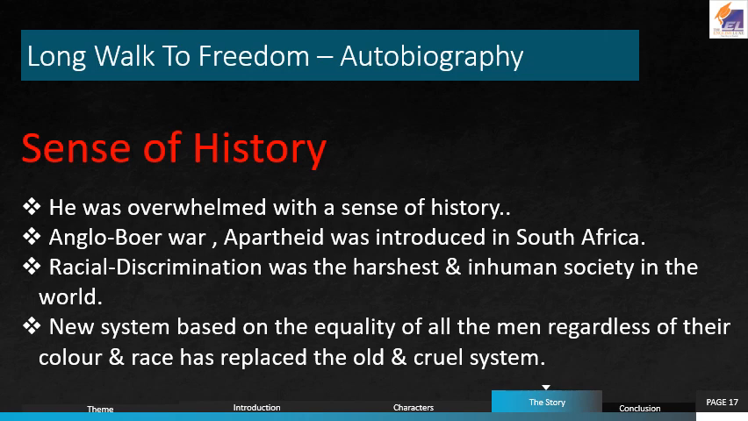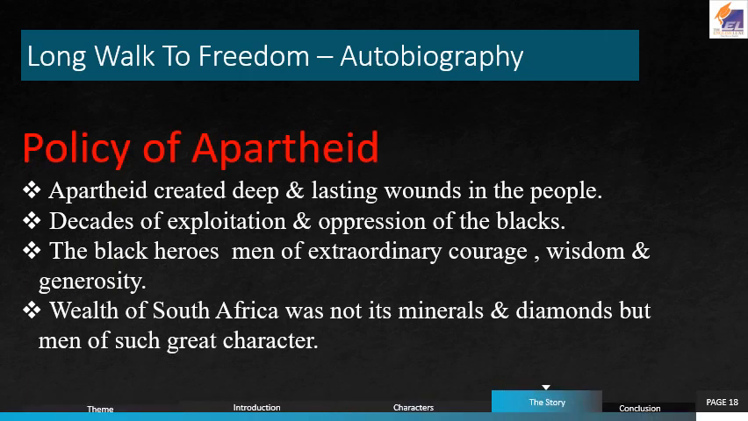A few years after the Anglo-Boer War, apartheid was introduced in South Africa. The society based on racial discrimination was the harshest and most inhuman society in the world. Now a new system based on the equality of all men regardless of their color and race has replaced the old and cruel system. Apartheid is a political system that separates people according to their race. Apartheid created deep and lasting wounds in the people.